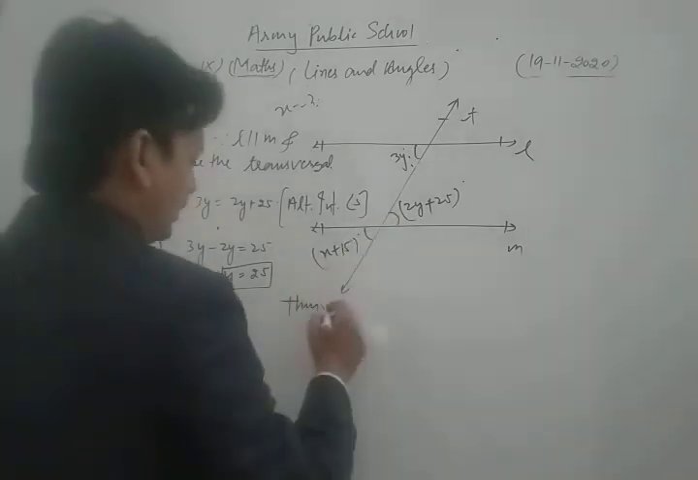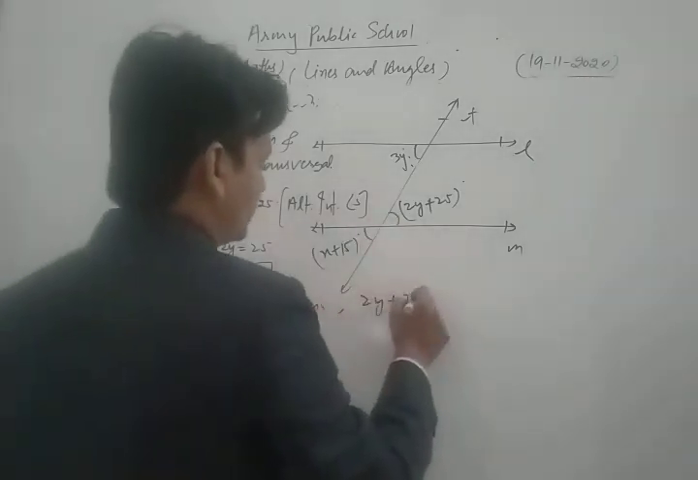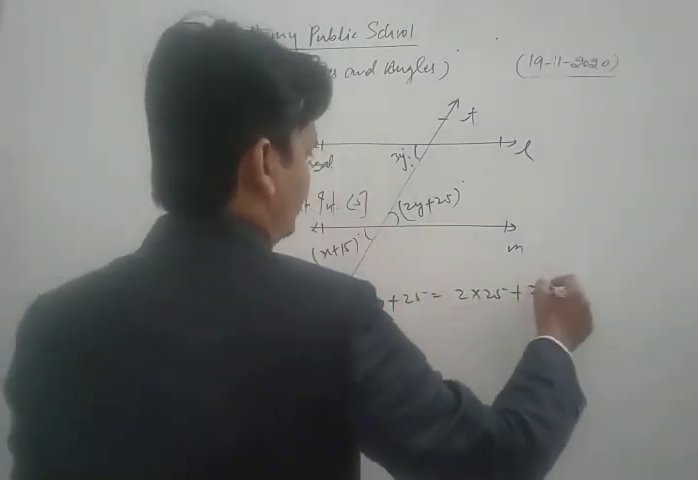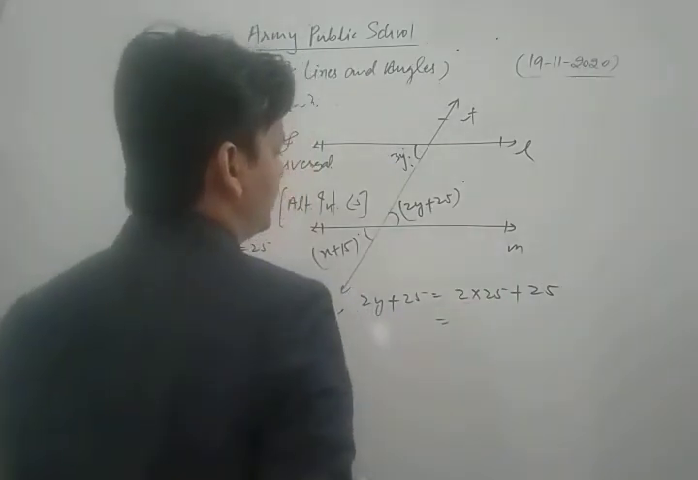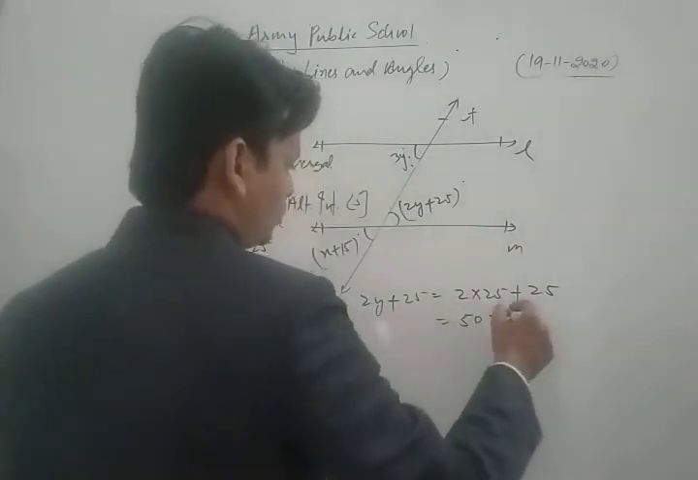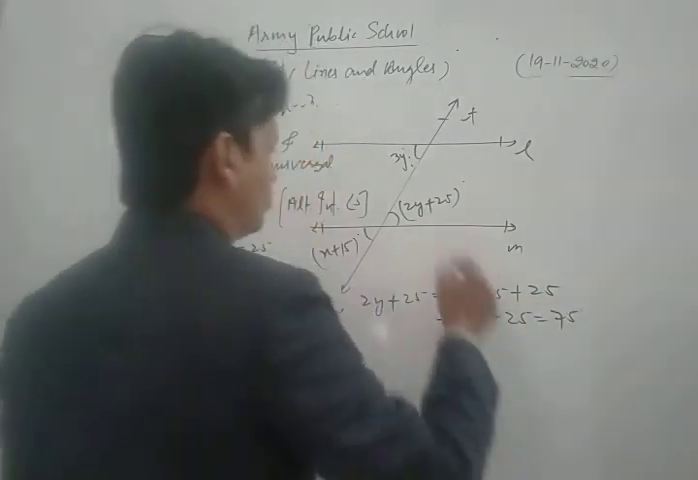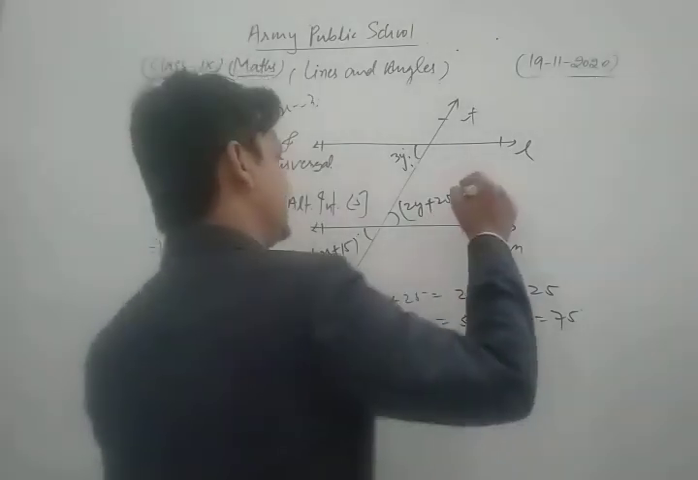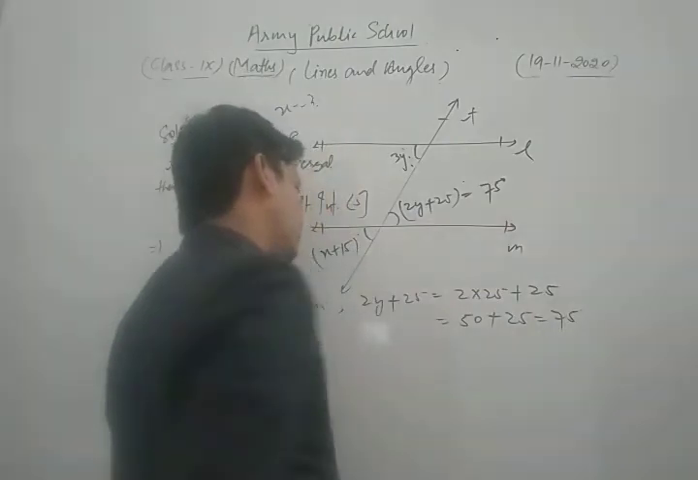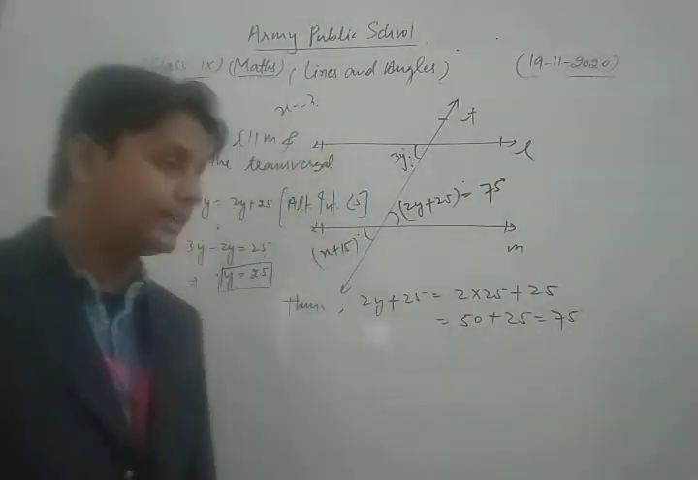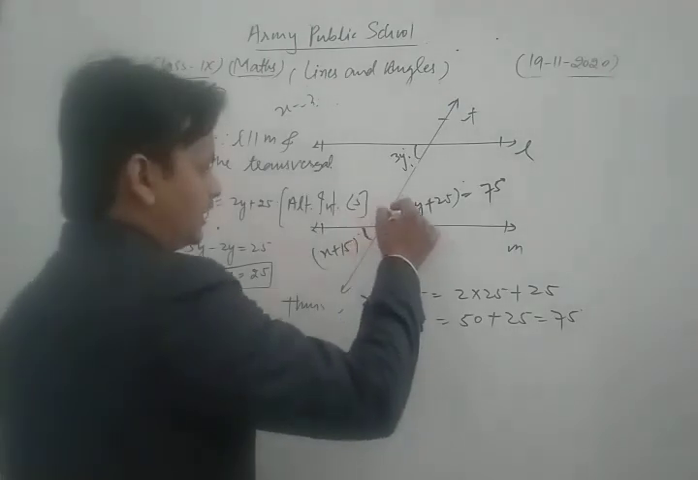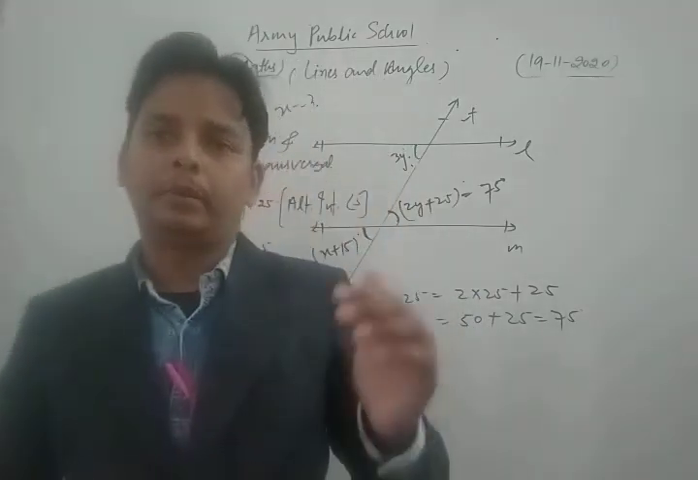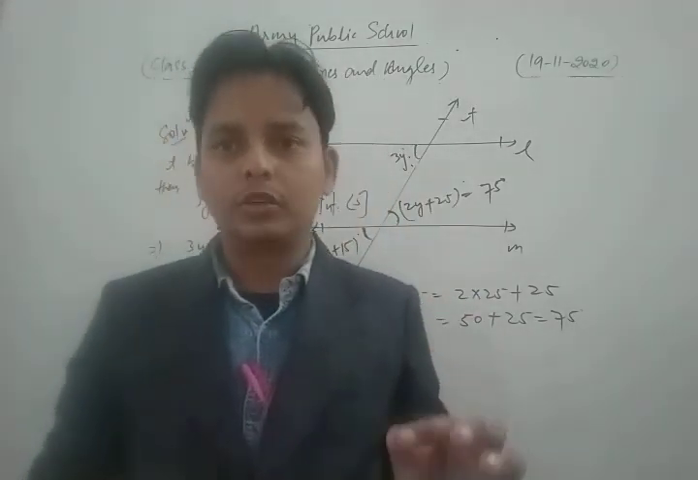Thus the value of angle 2y plus 25 is equal to 2 into 25 plus 25, that is 50 plus 25, so we get 75 degrees. Again from the figure, dear student, these are the vertically opposite angles, and we know that if two lines intersect each other, then the pair of vertically opposite angles are equal to each other.